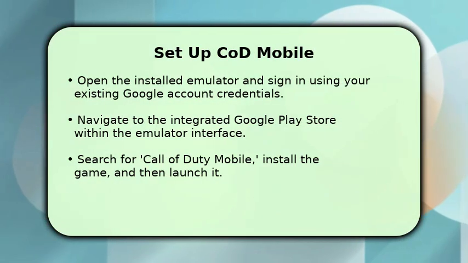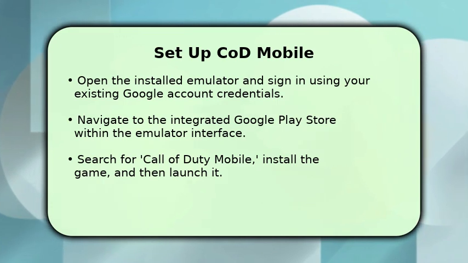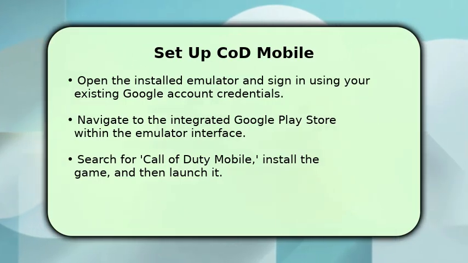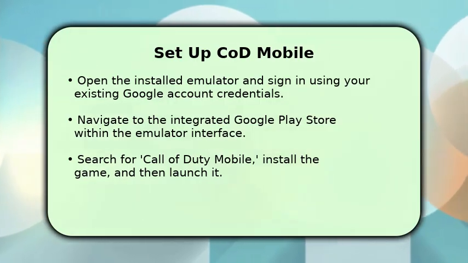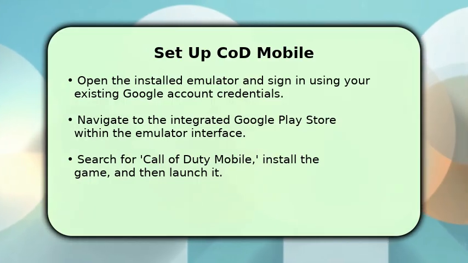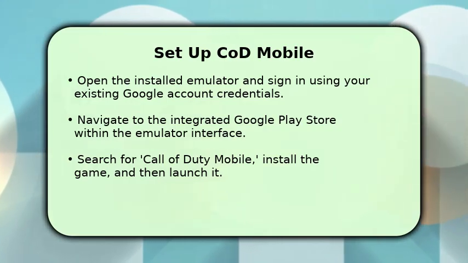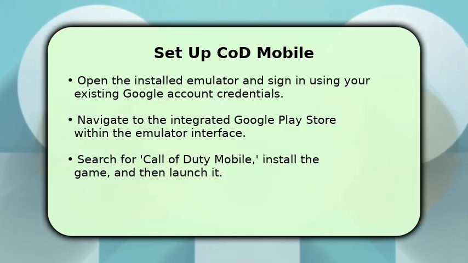With your emulator successfully installed, it's time to set up Call of Duty Mobile. Launch the emulator and sign in with your Google account, which gives you access to the Google Play Store. From there, use the search bar to find Call of Duty Mobile. Click to install the game, just as you would on an Android device. Once the installation is complete, you can launch the game directly from the emulator's home screen.